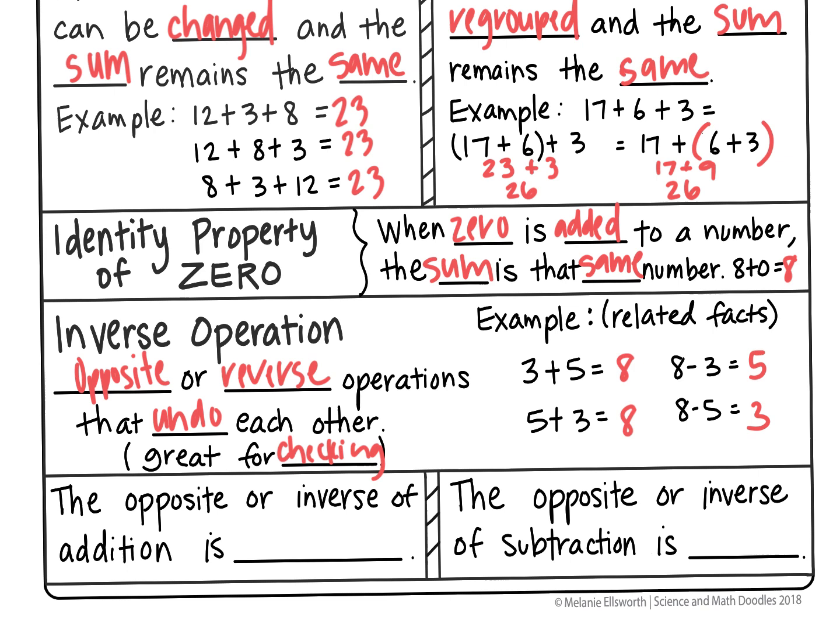The opposite or inverse of addition is what? What's the opposite? Subtraction, right. And the opposite or inverse of subtraction is? Addition. What about multiplication? What's the opposite of multiplication or the inverse? Division. And so the inverse of division would be multiplication. Oh, wait, what about fractions? Well, a fraction is a division problem. So the opposite or the inverse would be multiplication.